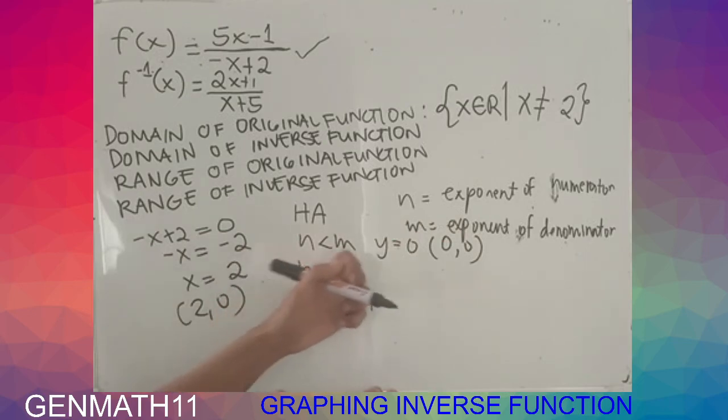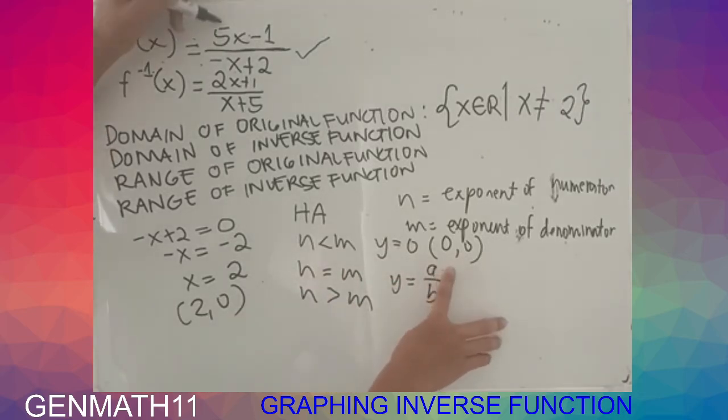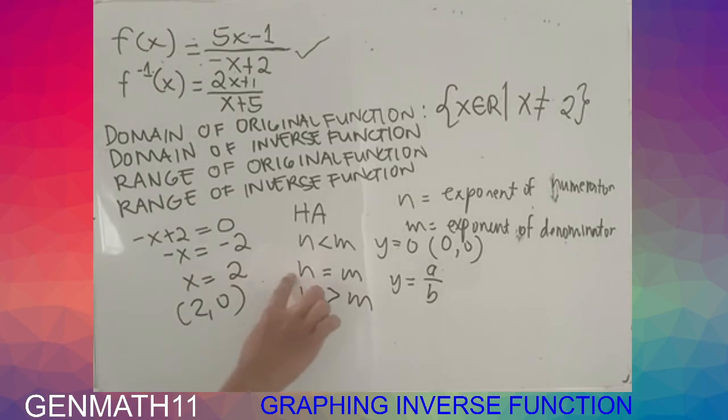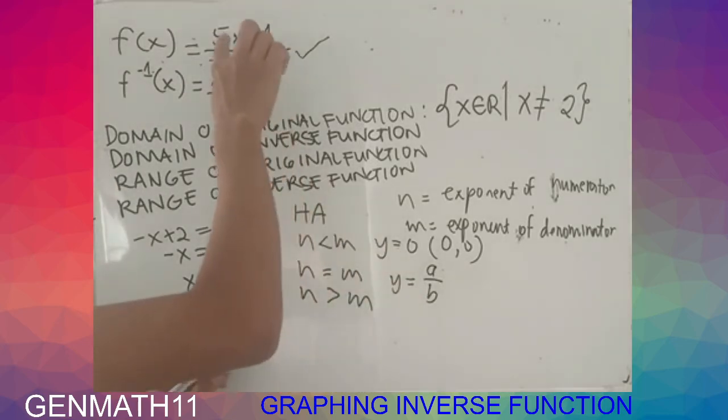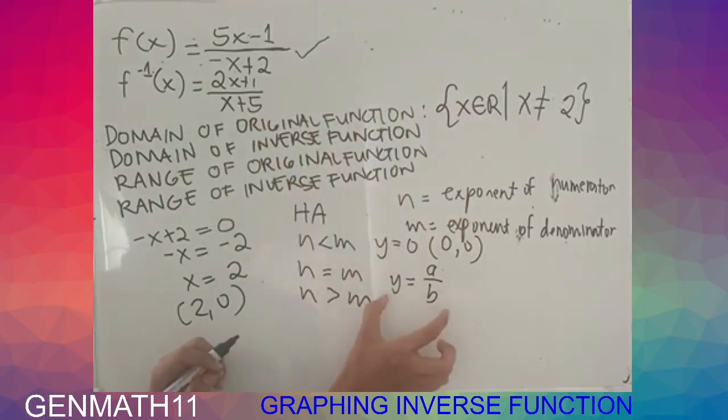Next, when n equals m, we use the formula y equals a over b. The a is the numerical coefficient of our leading term. Our leading term up here is 5x, so the value of a is 5. Then, b is the leading coefficient of the leading term, which is negative 1. When n equals m, meaning the exponents of the leading terms of the numerator and the denominator are equal, we use this.